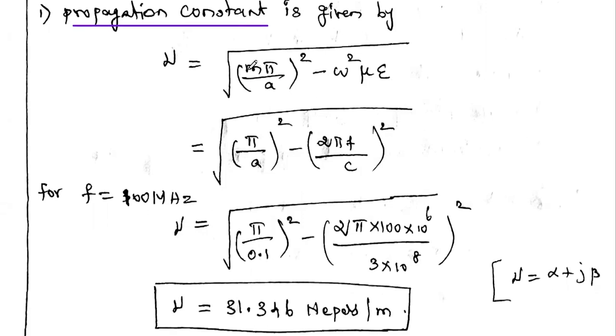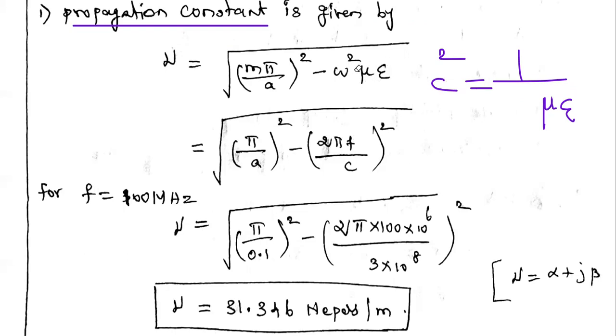Here, what is the value of m? m is 1. If m is 1, this formula reduces to the square root of (pi by a) squared minus omega squared mu epsilon, where omega can be expanded as 2 pi f. And what is this mu epsilon? You know 1 by square root of mu epsilon is nothing but c. Taking squares on both sides, c squared is equal to 1 by mu epsilon, so mu epsilon is equal to 1 by c squared.